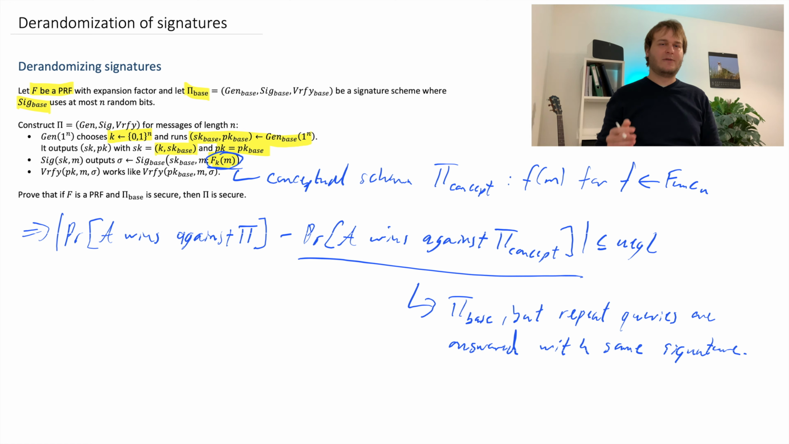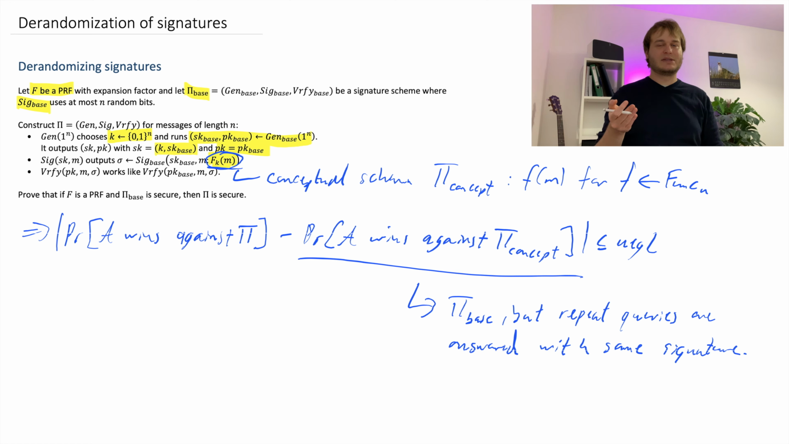Can we formulate this more formally in a reduction kind of way, saying that if we had an adversary against the pi conceptual scheme, then we could build an adversary against the pi-base scheme that would win with the same probability? Yeah, so essentially our adversary against the pi-base scheme would wait for signature queries from the adversary against the pi conceptual scheme. Then if the adversary against pi conceptual asks for a signature on m for the first time, the base adversary will just ask for it and relay the result back to the conceptual adversary.